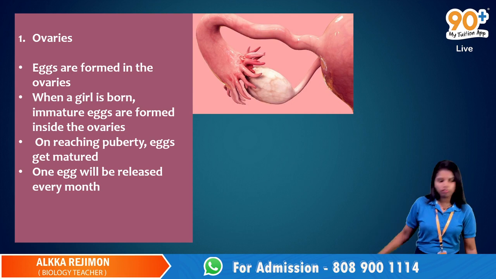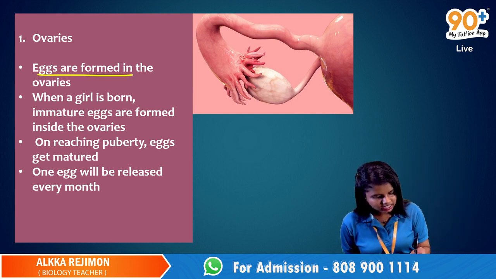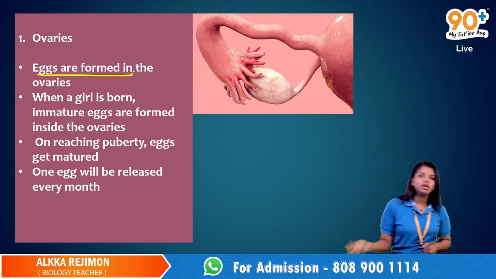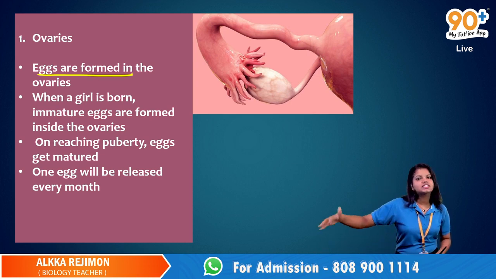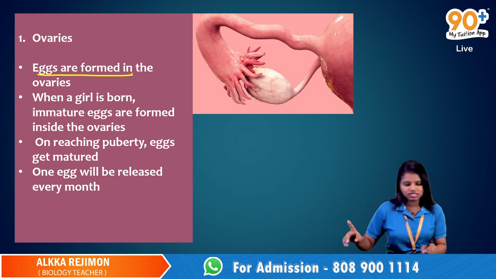So first one is ovary. Ovary is the portion where the eggs are formed, and when a girl is born, immature eggs are formed inside the ovaries. On reaching puberty, the eggs get matured, and one egg will be released every month.